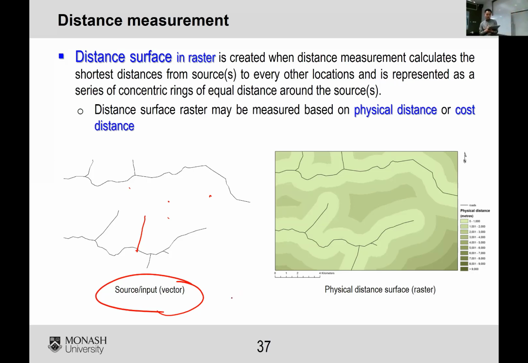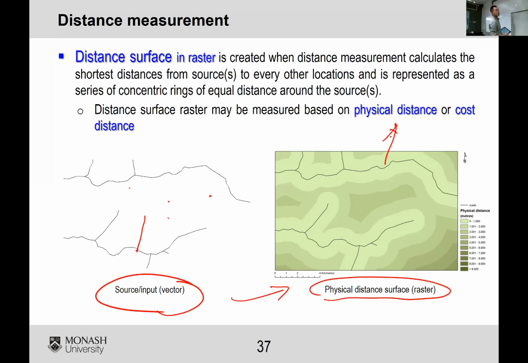So the distance surface is the raster data showing the distance from anywhere on the map to the source location. So this is the distance surface. You can see it consists of concentric rings, representing the distance traveled to these features. It looks similar to a contour map, but instead of representing the elevation, now we're representing the distance. So this is the physical distance or the Euclidean distance.